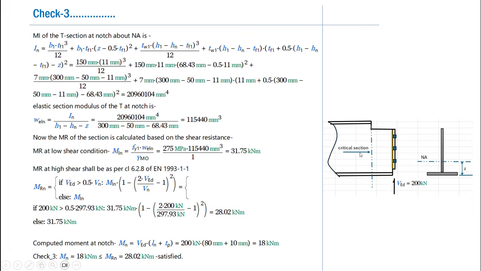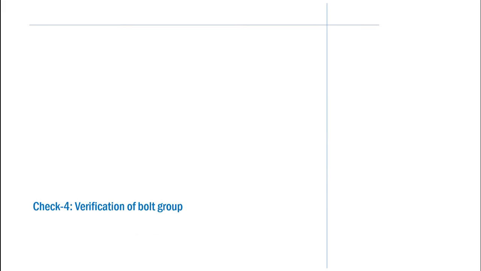our computed moment of resistance of 28.02 is higher than 18 kilonewton meter. Hence, we verify that the notch section is good enough in order to withstand the moment due to the applied shear VED of 200 kilonewton. So that's all about check 3. Obviously, check 3 is a little bit exhaustive, but it is quite simple.